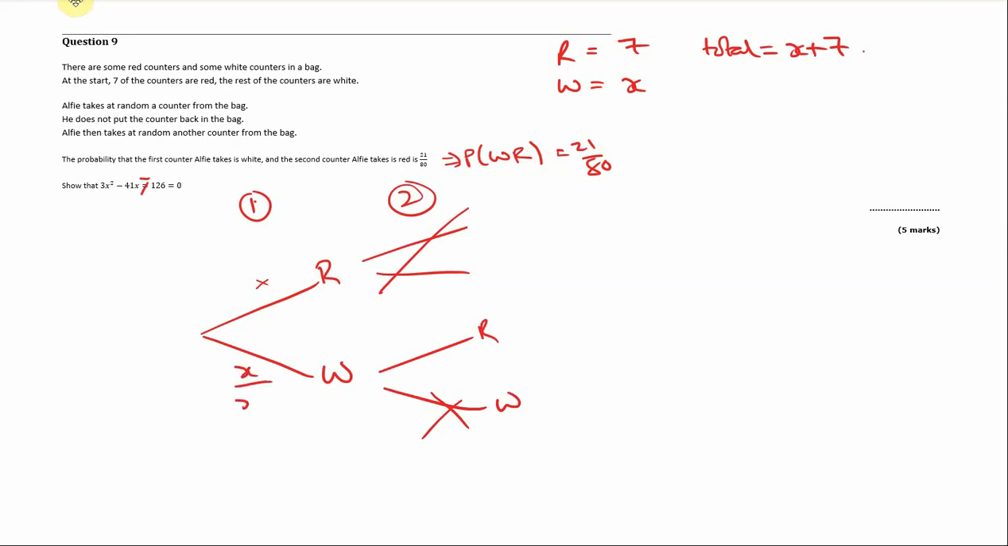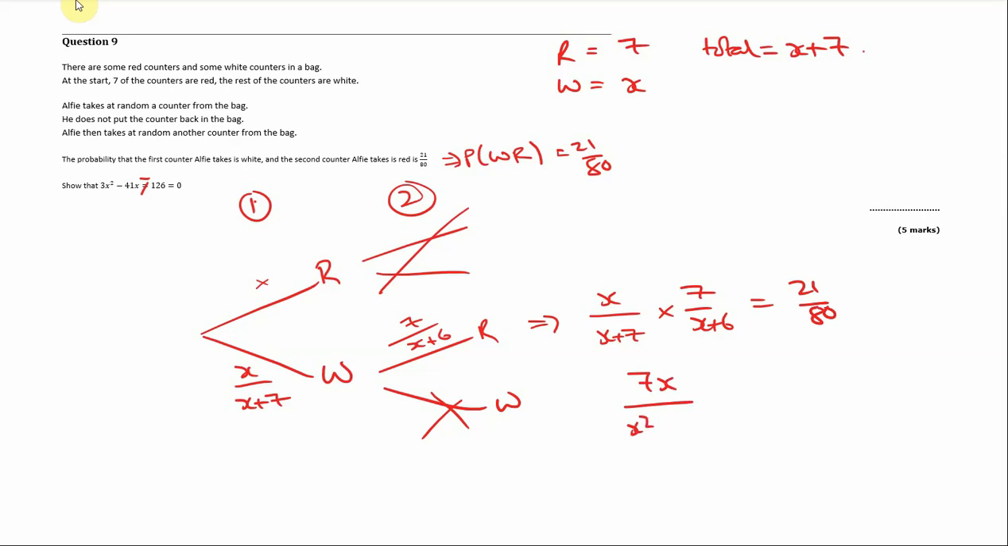So x over x plus 7. And if I take a white one, it will affect the total, but it won't affect the amount of red ones in there. It will only affect the amount of red ones if I go on this top path and start taking reds in the first column. This one down here would be x minus 1 over x plus 6, but we don't need that. So this is x over x plus 7 times 7 over x plus 6, and that equals 21 over 80.